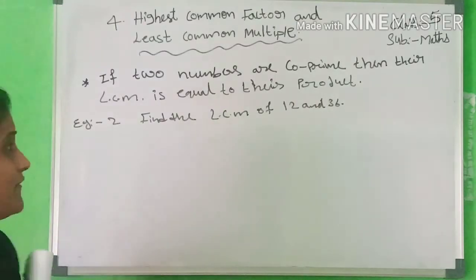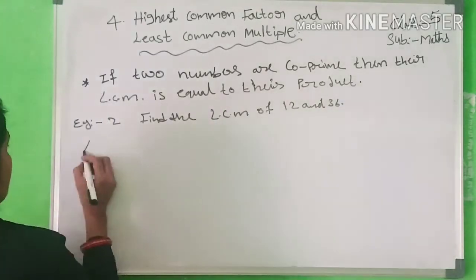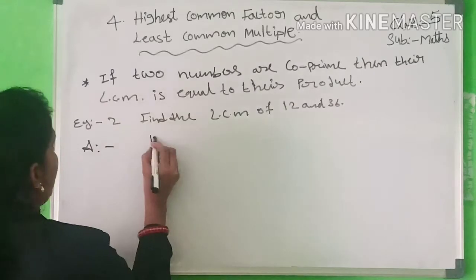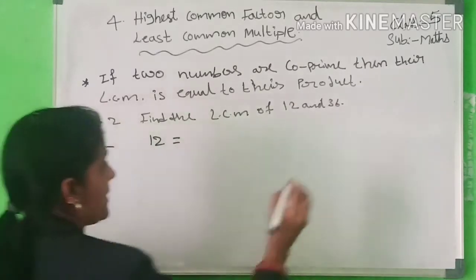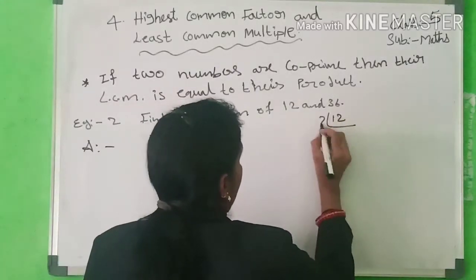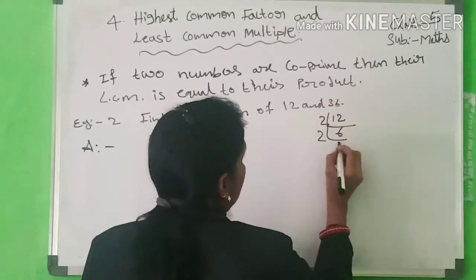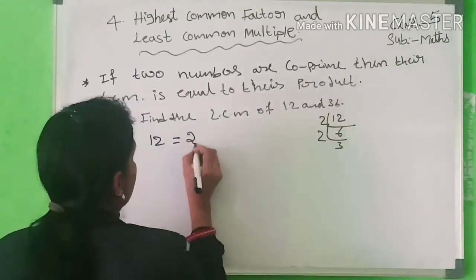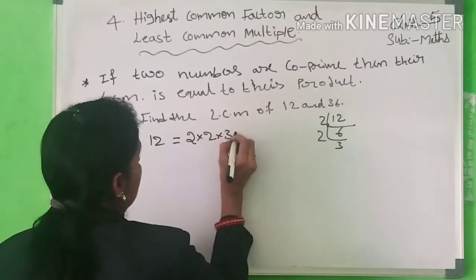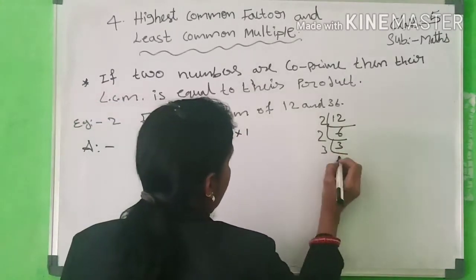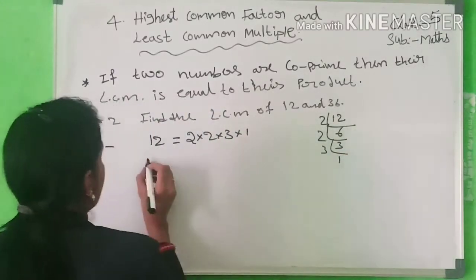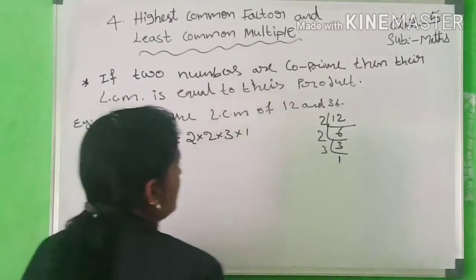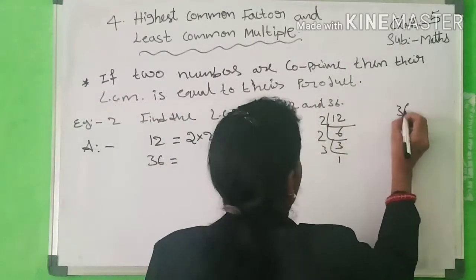Find the LCM of 12 and 36. First of all, find out the prime factors of 12. 2 sixes are 12, 2 threes are 6, 3 ones are 3. So 2 into 2 into 3 into 1. Okay, children. Next, find out the prime factors of 36. What are they?